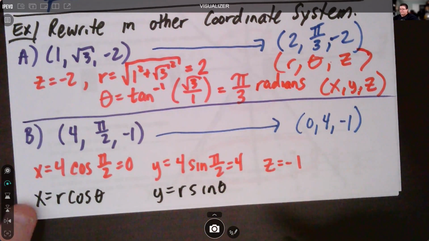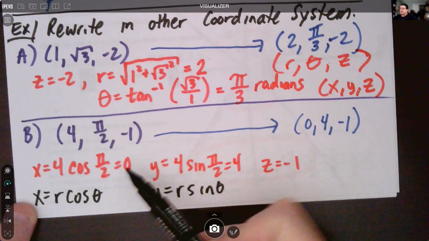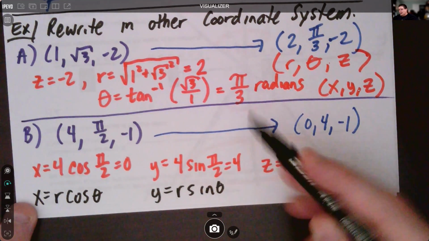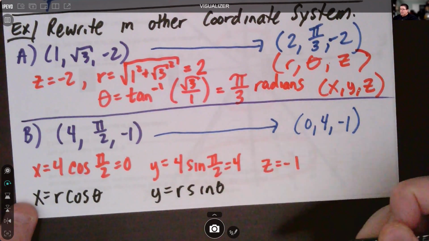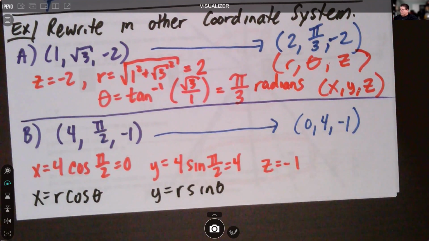I plug them in, I've got 4 cosine pi over 2. Cosine pi over 2 is 0, so x is 0. If I plug in sine pi over 2, or sine pi over 2 is 1, 4 times 1 is 4. And z remains the same. So we've got (0, 4, -1).